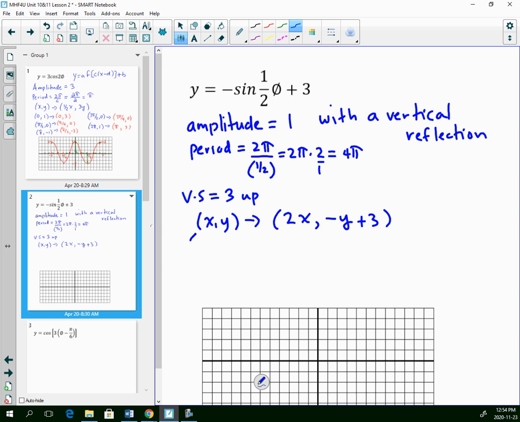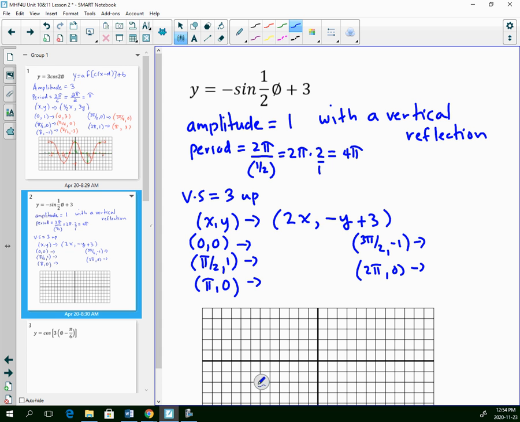And then we'll write down our critical points. So sine starts at 0, 0, and then it goes up to the top, back to the middle, down to the bottom, and then back to the middle. Okay, and then we'll apply this mapping notation to these points. So we're going to double the x, and then the y will be -y plus 3.